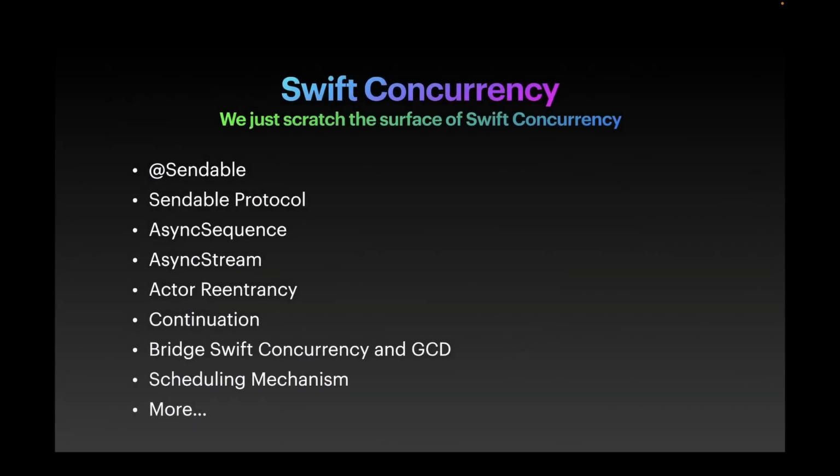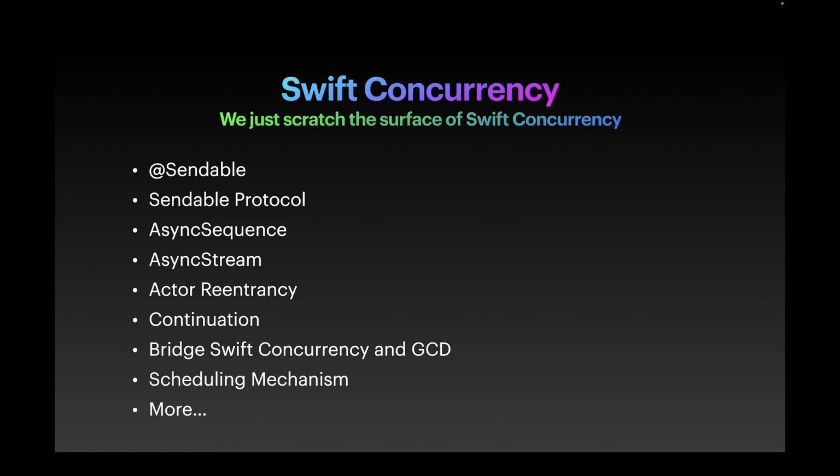Now, as I mentioned before, there are lots of things we don't really have time to cover. For example, there's a very important concept, @Sendable, and also the Sendable protocol behind it. They are quite essential in Swift concurrency, and they support the Swift compiler in checking whether the data or the closure passed in is safe from data races. They're quite important.